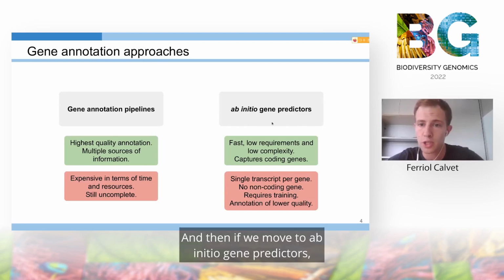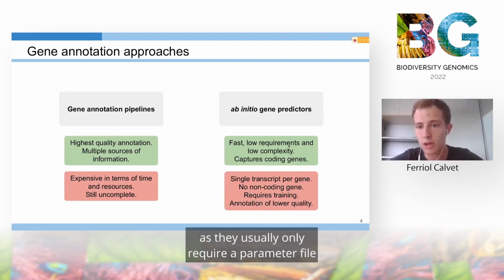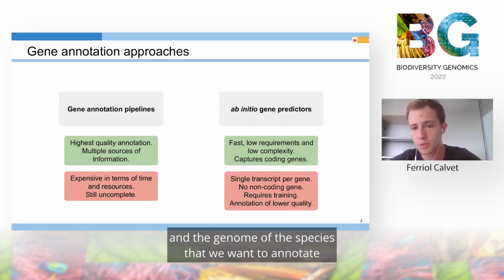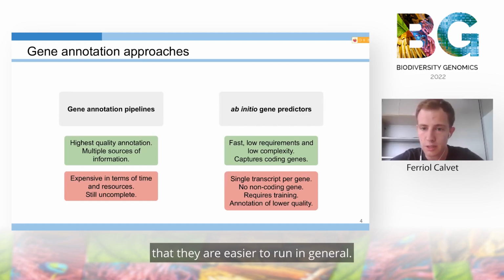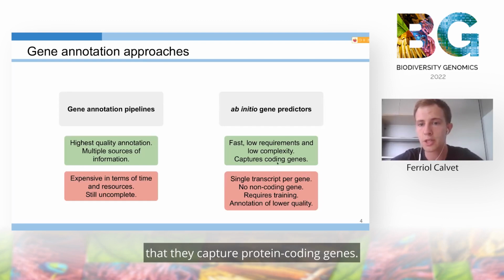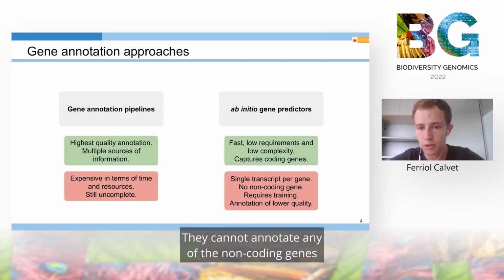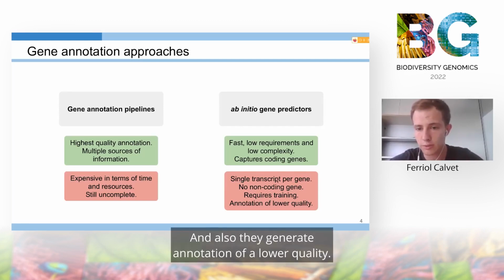And then if we move to ab initio gene predictors, the good thing of these programs is that they are fast. They have very low requirements as they usually only require a parameter file and the genome of the species that we want to annotate. And they are less complex in the sense that they are easier to run in general. And the other good point that we selected is that they capture protein coding genes. However, if we move to the drawbacks, we see that they can usually only annotate a single transcript per gene. They cannot annotate any of the non-coding genes, and they require parameter training. And also, they generate an annotation of a lower quality.